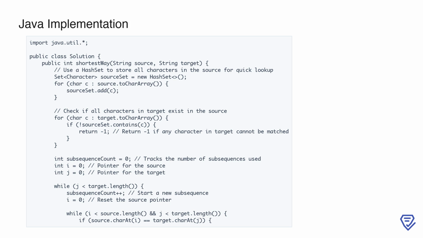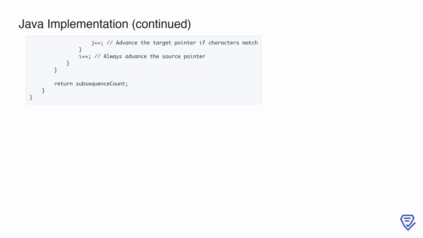While the j pointer is still within the bounds of the target string, we increment the subsequence count to indicate the start of a new subsequence and reset the i pointer to 0 to begin scanning the source again. Inside this loop, we compare characters of source and target to find matches. When a character in the source matches the current character in the target, we move the j pointer forward to process the next character of the target.